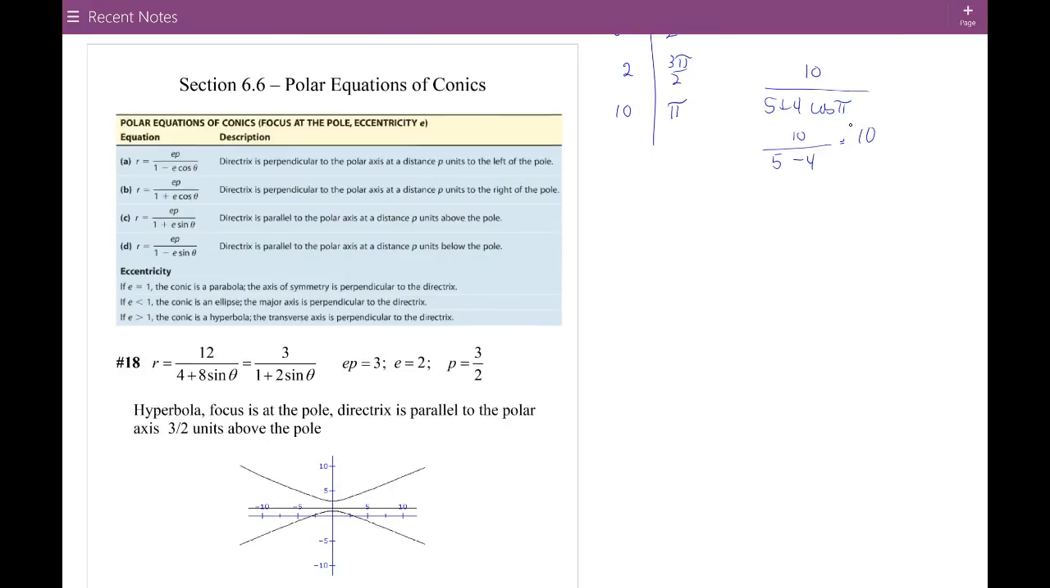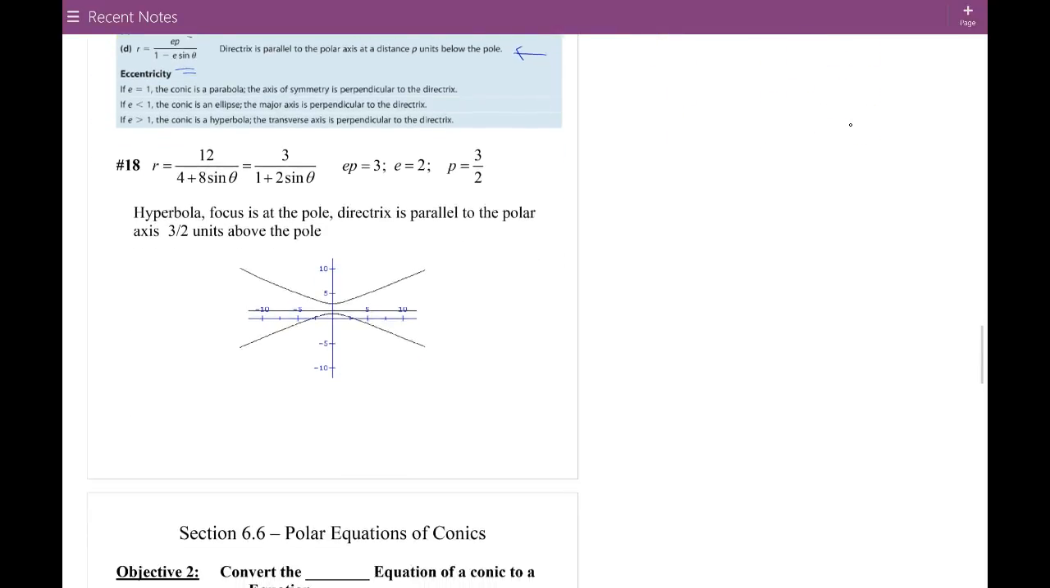So here are the 4 variations. We've gone through these 2 where the polar axis and the directrix are perpendicular. These 2 where you have sine theta, the directrix is parallel to the polar axis. And so, in fact, you have symmetry about the line theta equals pi over 2, which is what we know happens when your graph has sine theta in it. So this little chart will be on the exam so that you'll have it to refer to.